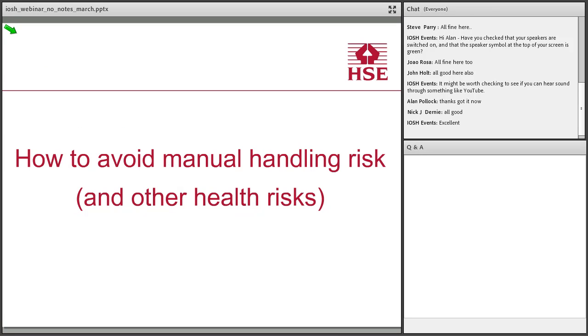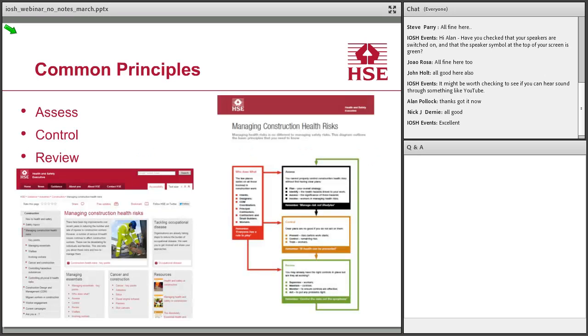So moving on, let's have a look at the ways we can avoid manual handling risks and other health risks as well. Any of you who heard my colleague Chris Lucas's talk last year on dust, or have looked at the health risks web pages, will know that all the pages are set out in a similar sort of way. That is, assess the risk, control the risk, and then review.